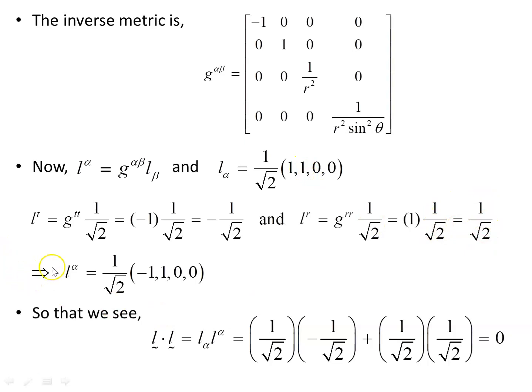So the indices in the upper position, L with alpha raised, becomes 1 on root 2 times minus 1, 1, 0, 0. And we see that L dot L is L lower alpha dotted with that, and we see that that gives us 0. So again, that works. L is our null vector, so L dot L should be 0.